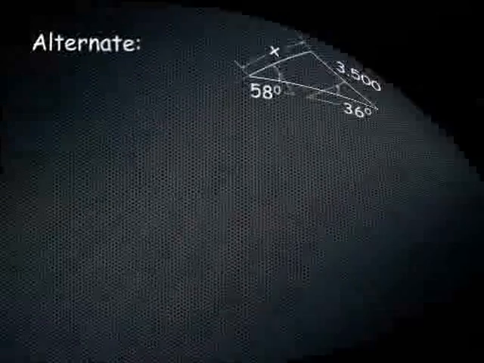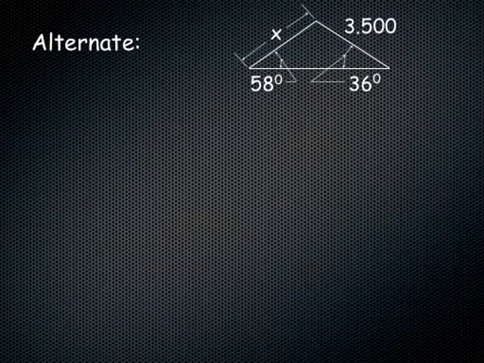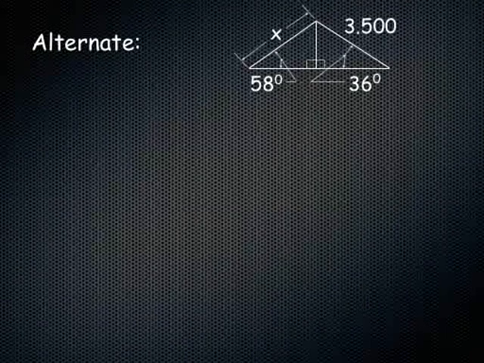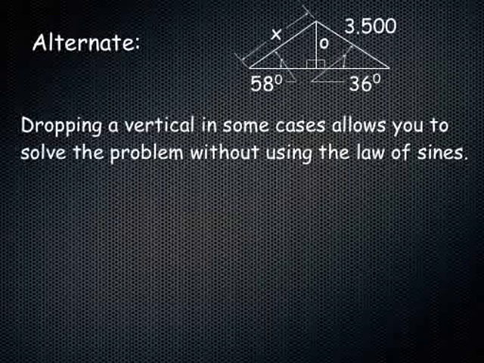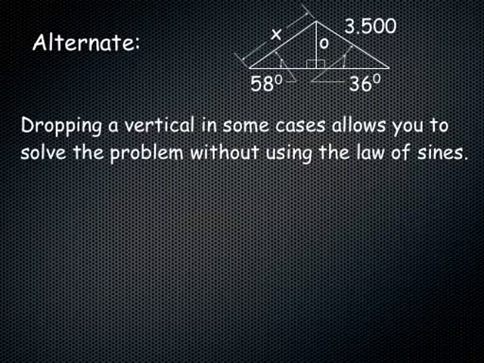In some cases, we don't have to use the law of sines. There's an alternative way in some of the problems. In the original, the first problem, if you take a look at that, we could actually drop a vertical, and then that will allow us to solve the problem without using the law of sines, because we can just use the sine function a couple of times to solve it now.